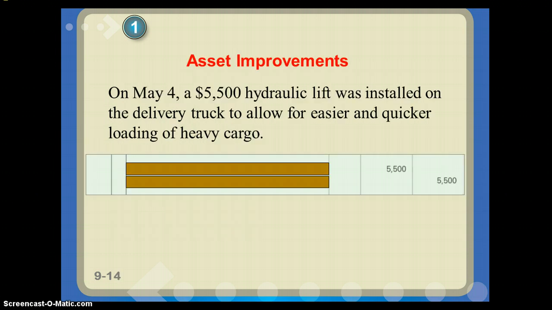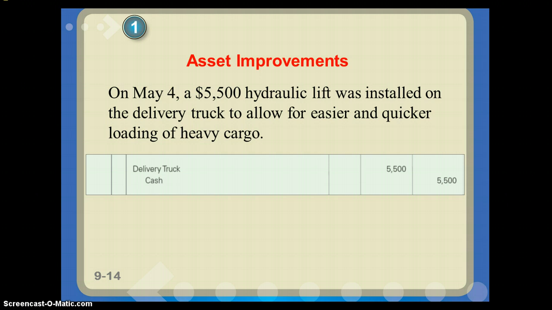Another example. On May 4th, a $5,500 hydraulic lift was installed on the delivery truck to allow for easier and quicker loading of heavy cargo. So we are going to go ahead and debit delivery truck because we're actually adding to the value of the delivery truck. The delivery truck has a major improvement. It's more valuable. We are also going to pay cash, so we credit cash.